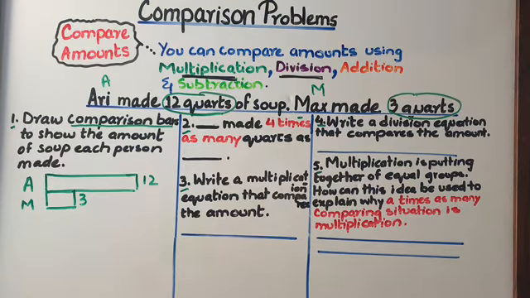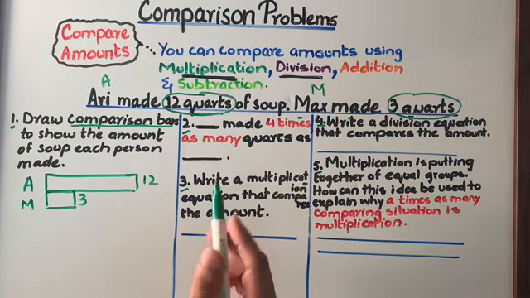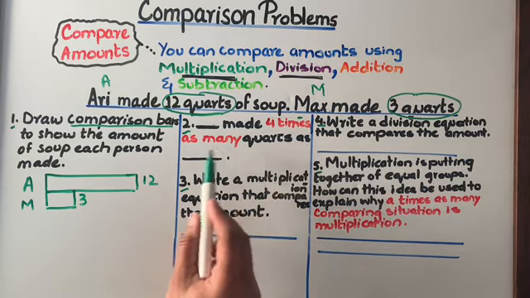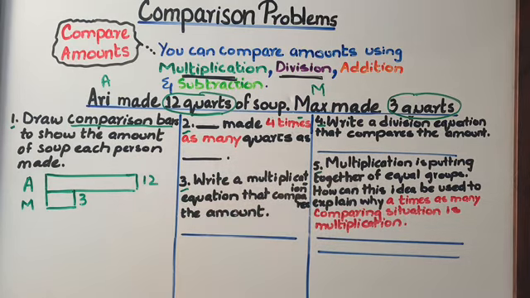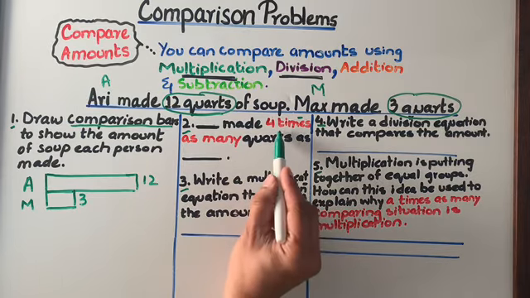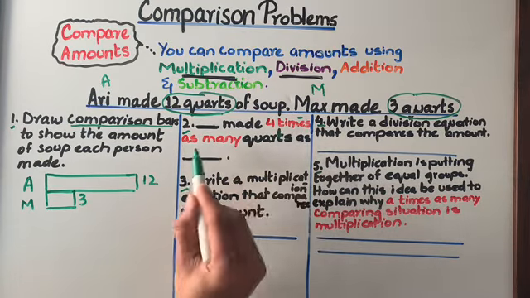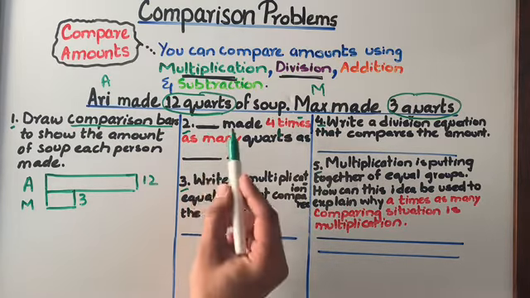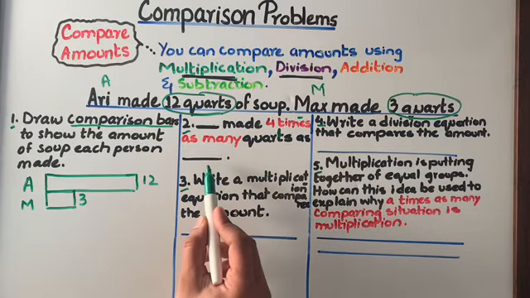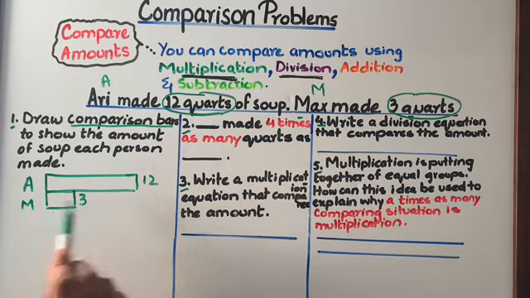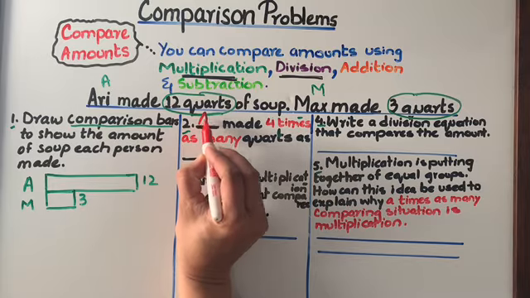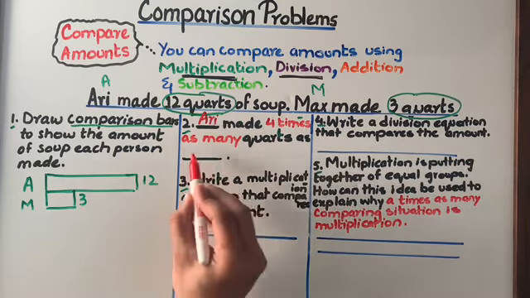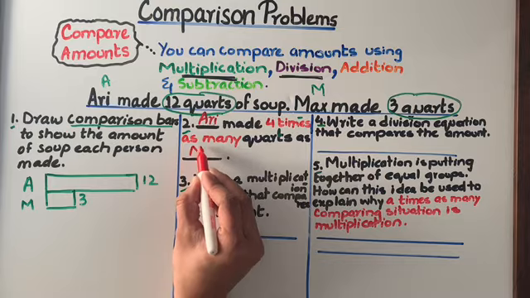Move on to the second part. The second part of this problem says blank made 4 times as many quarts as blank. Right, so 4 times as many quarts as blank. So who made more? Eddie made 4 times as many quarts as Max. Eddie made 12 quarts. Max made 3 quarts. So I'm going to write Eddie here. Eddie made 4 times as many quarts as Max.